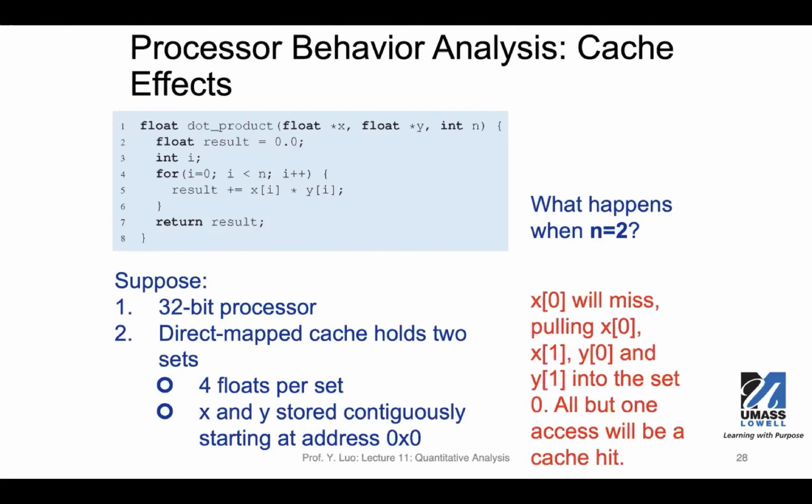Suppose there's nothing in the cache yet. So the first access is X0, because in the first loop, i is 0, so we're going to multiply X0 with Y0. Even though it's just one line here, the processor has to do quite a few things. It has to load data from X0, put it into the register, and also load data from Y0, put it in the register, then do the multiplication. This is when the memory access happens. So X0 will have to be loaded.